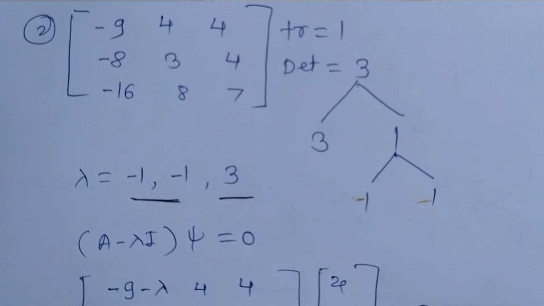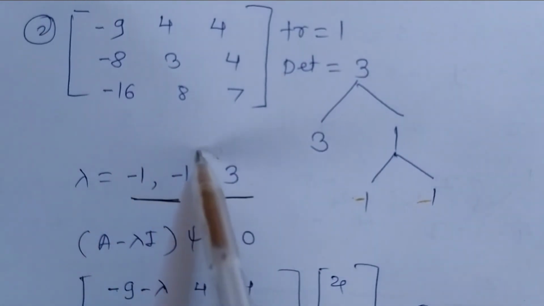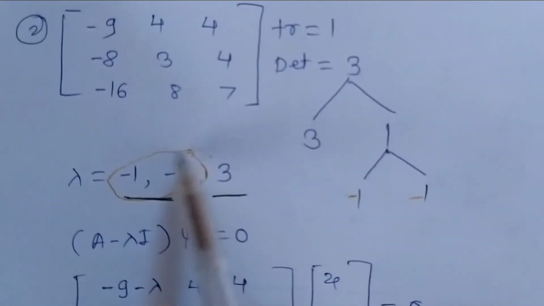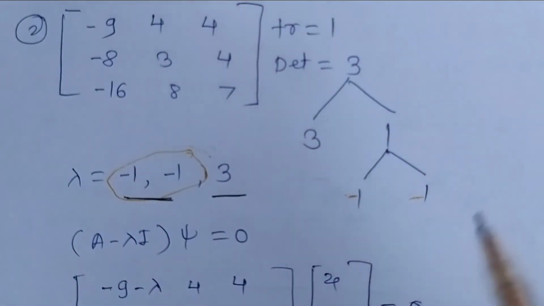So how do we find the eigenvectors? Minus 1 and minus 1 are both degenerate eigenvalues, and 3 is a non-degenerate eigenvalue.